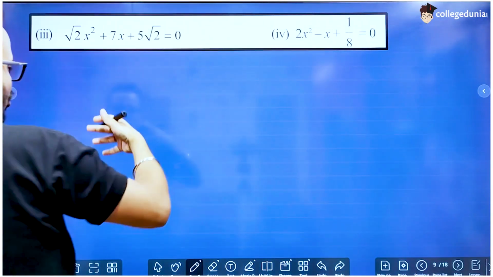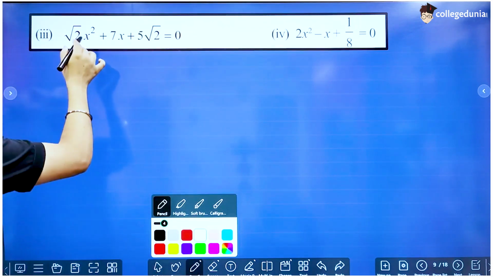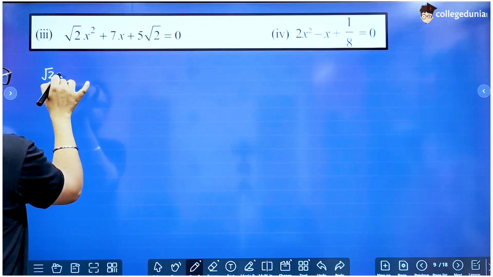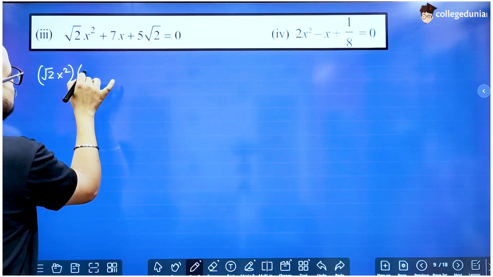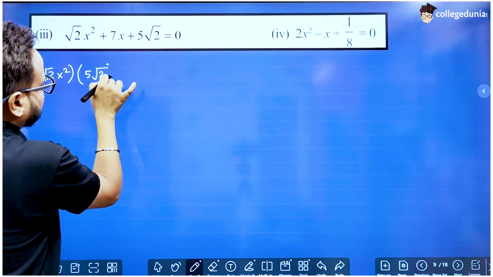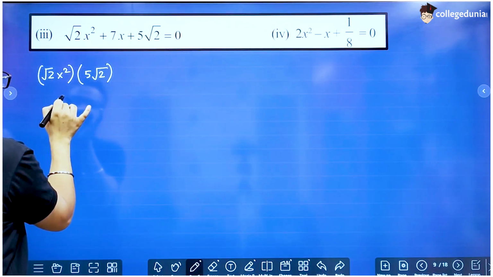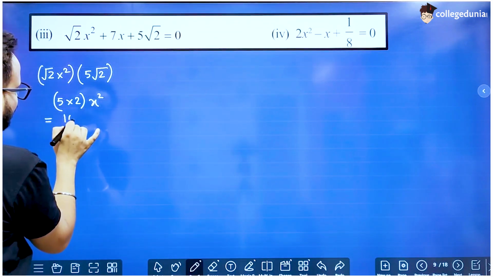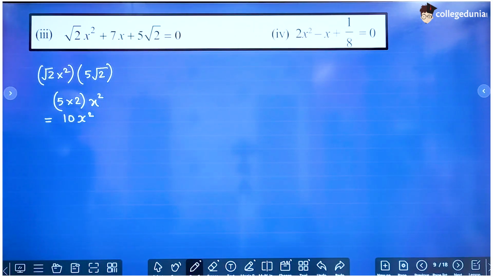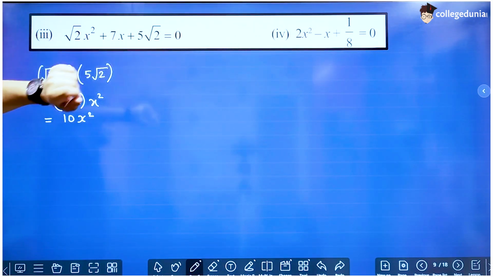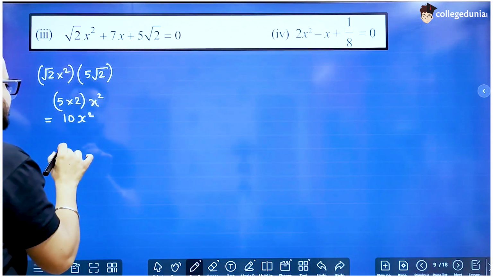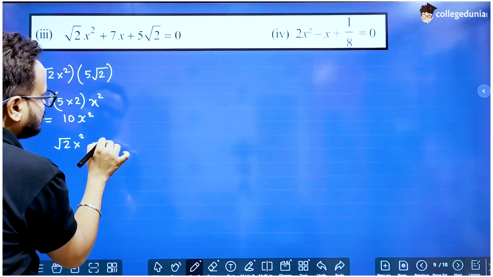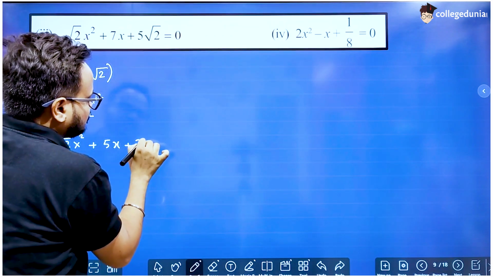Now let's take some more complicated forms. Now let's solve this one. If you multiply the first and third term, you will get 5 into 2, 10x square. So we have to split the middle term such that the sum is 7x but the product is 10x square. So let's split it. So that is 5x and 2x.